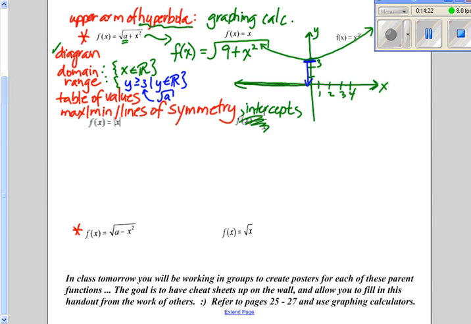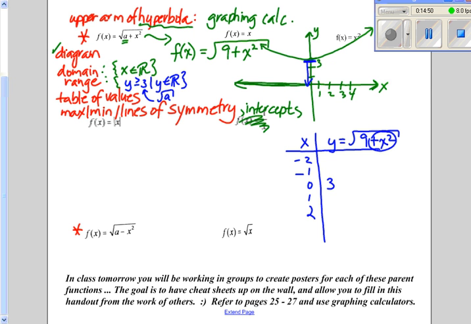Table of values would be a nice thing to add. And I'm going to do the function specifically 9 plus x squared. So minus 2, minus 1, 0, 1, and 2. I'm going to start at the easy one. When x is 0, I don't have anything right here. I'm left with the square root of 9, which is 3. If I have a 1, my y value is the square root of 10, which is kind of an ugly number. 3.16. When x is 2, I have 9 plus 2 squared, which is 4, which is the square root of 13.